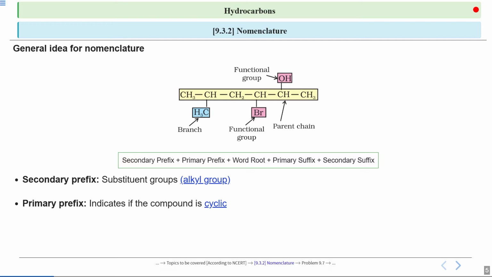After that, we have to select the longest chain. So that is the foremost thing we do in naming. Now after selecting the longest chain, we use a root. So for 1 carbon we have meth, for 2 carbon we have eth, similarly for 3 carbon we have prop. So those are the word roots, and they depend upon the length of the main carbon chain.